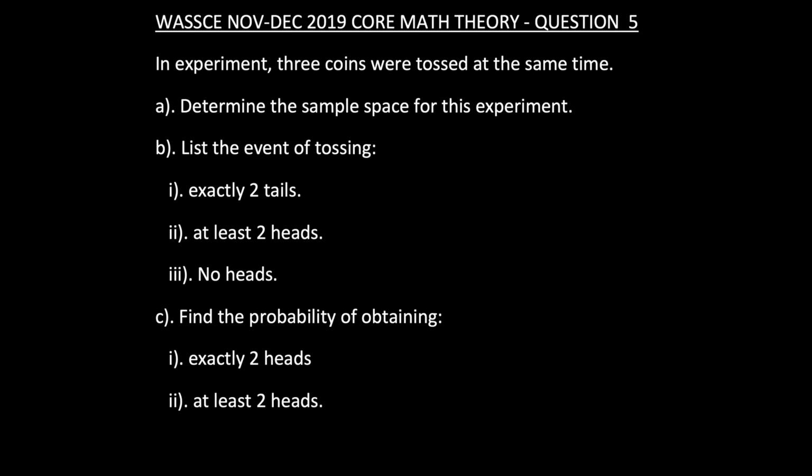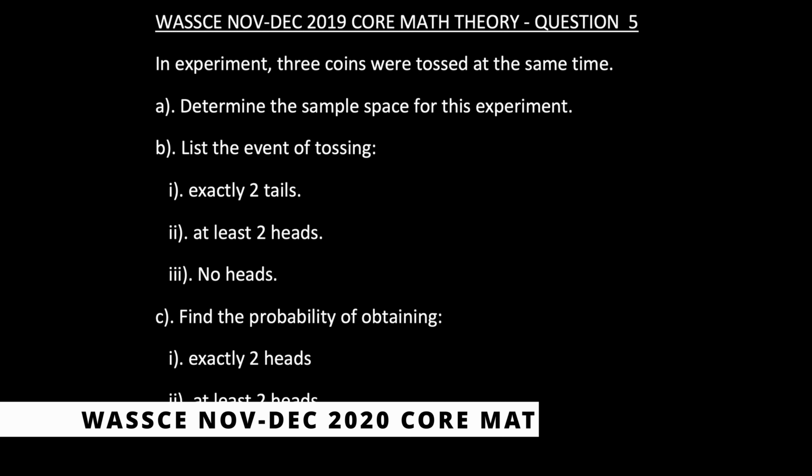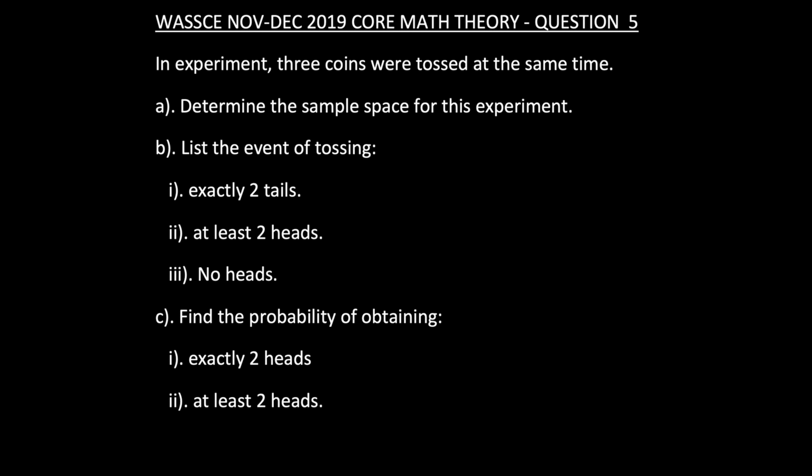In today's video, we'll be solving question 5 of the 2019 WASSCE Nov Core Maths Theory questions. So question 5. In an experiment, 3 coins were tossed at the same time. A. Determine the sample space for this experiment.